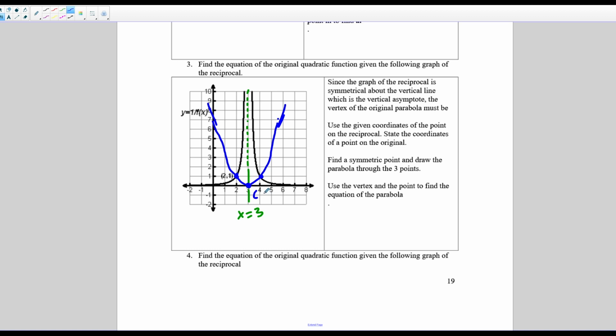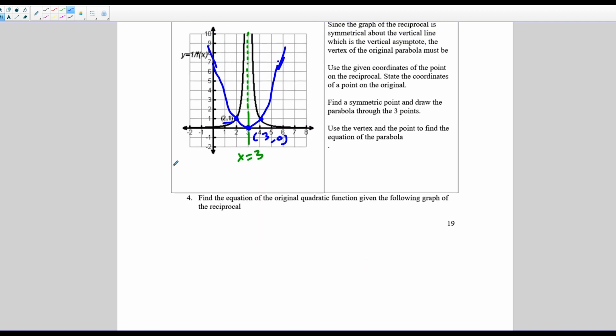So we know our vertex was at (3, 0), and a secondary point of (2, 1) to help us figure out what our original quadratic was going to be. So from here, all we're going to do is identify our P and Q. So P was 3, our Q was 0, our vertex. And we're going to use a second point on that same parabola. So (2, 1). So that means that x is equal to 2, and we'll have y is equal to 1.